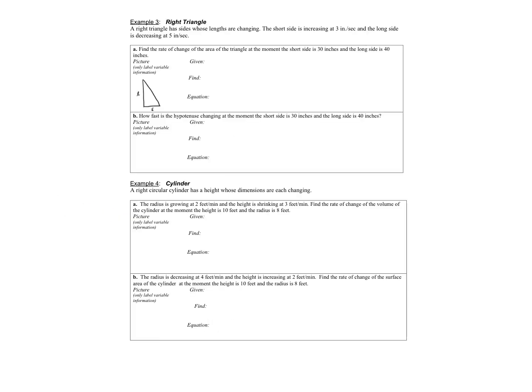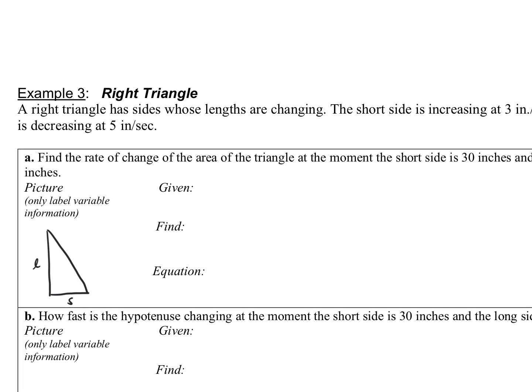So we are given some things. We are given that the short side is increasing at 3 inches per second. So I would write that as dS/dt is equal to 3 inches per second. Then my long side is decreasing. So how would I write my long side decreasing at 5 inches per second? Yeah, -5, right? dL/dt is equal to -5 inches per second.